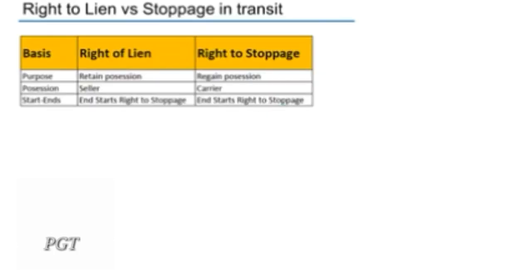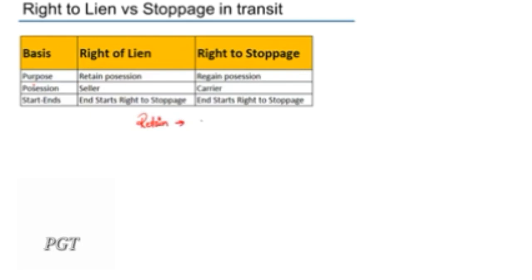Now let us distinguish between right to lien and right to stoppage in transit. First, the purpose here is to retain possession, and here is to regain. Now these are very confusing words, retain and regain. What is the exact meaning and how do we use it in our daily parlance? Regaining happens after parting with the possession, and retaining means continuous possession.